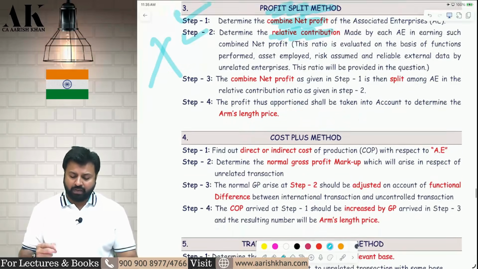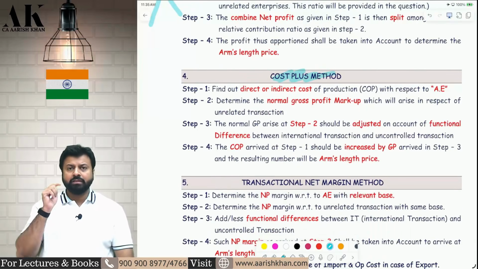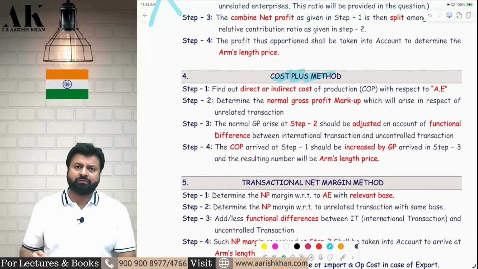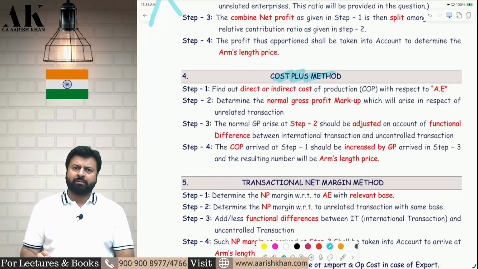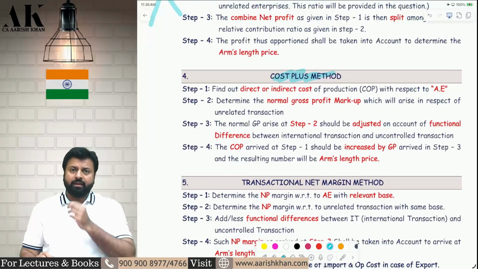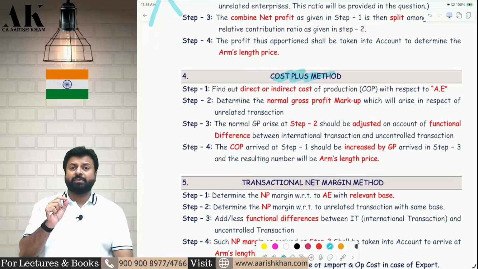Okay. Now coming to the cost plus method. This method and the next method are the most important methods for the examination. Be very careful. Two of the most commonly asked methods are cost plus and transactional net margin. Now there is a great difference between these two methods and the previous 3 methods. In the previous 3 methods, we were making adjustment in the price. You can go and check. In the first method, you are making adjustment in price. The second method also, you are making adjustment in price. The third method also, you are making adjustment in price.